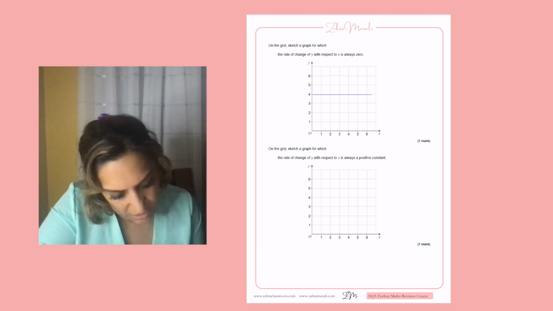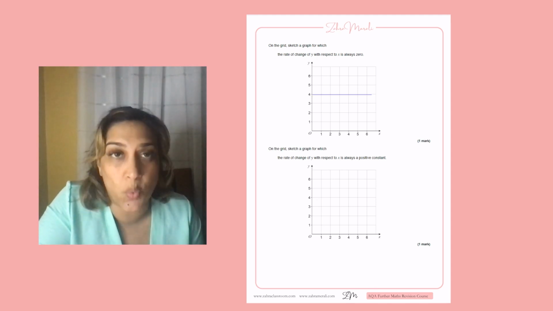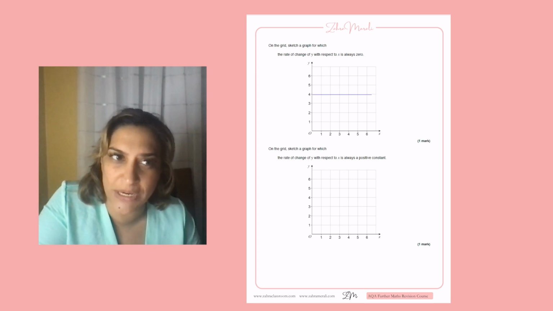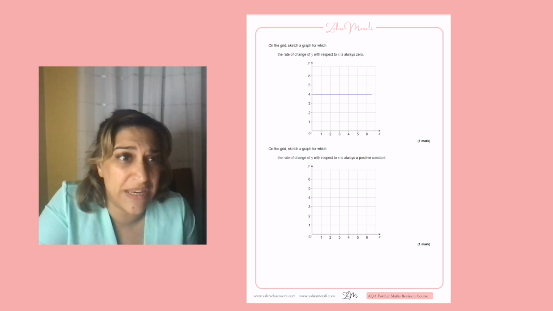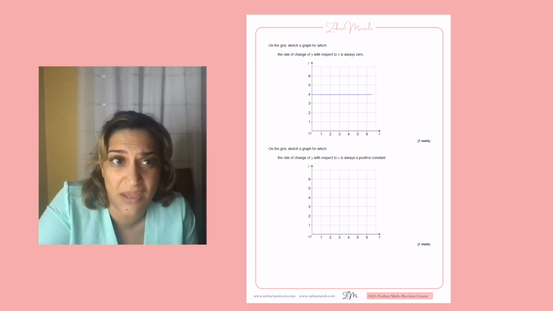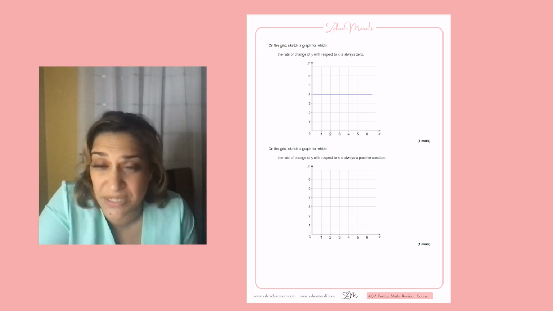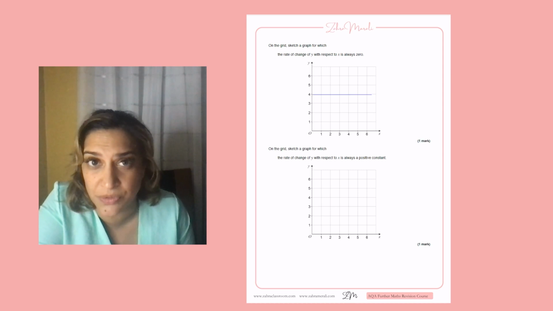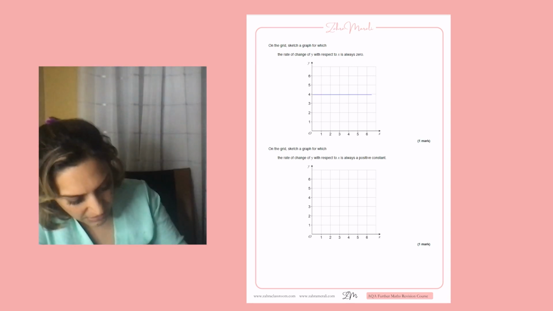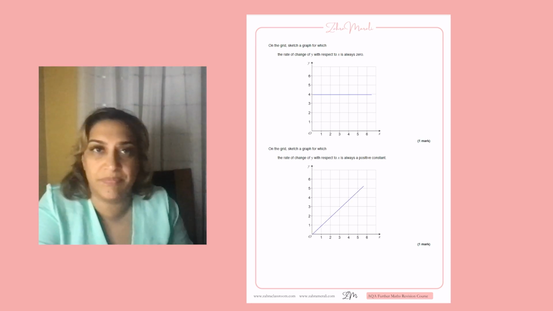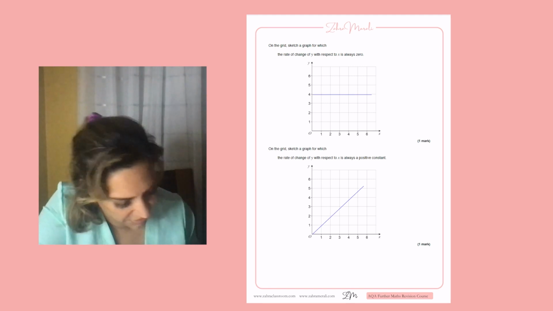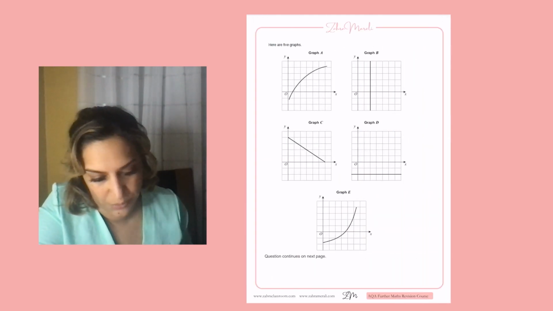It says on the graph, the rate of change is always positive. So here, what we need is a straight line with a positive gradient. It doesn't need to go through 0, 0. We're not talking about directly proportional. It just needs to be a positive straight line. Might as well do it through 0, 0, but there's no reason to.